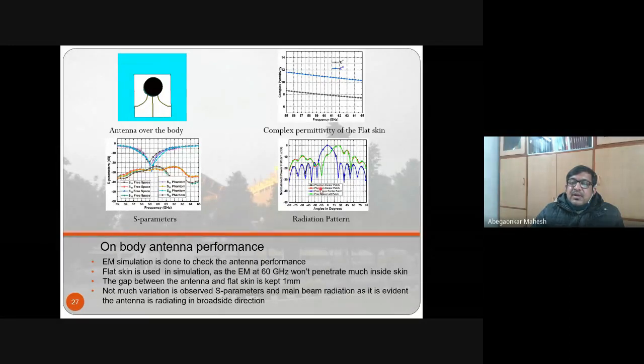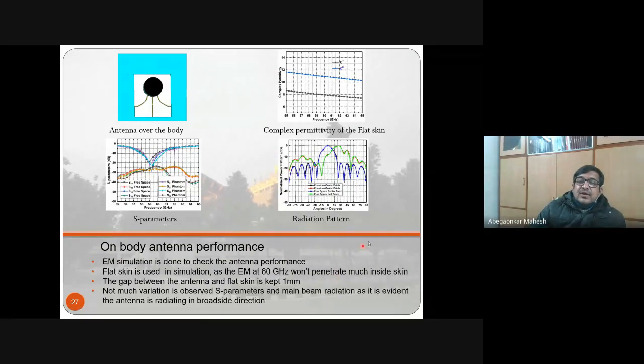So EM simulation is done to check the antenna performance. A flat skin is used in simulation, as the EM at 60 gigahertz won't penetrate much inside the skin. So the advantage with 60 gigahertz is that the energy won't penetrate too much inside the skin. It is only at the skin level. Right? Therefore, only the parameters of the skin were taken into account. The parameters of tissues and other things were not considered.